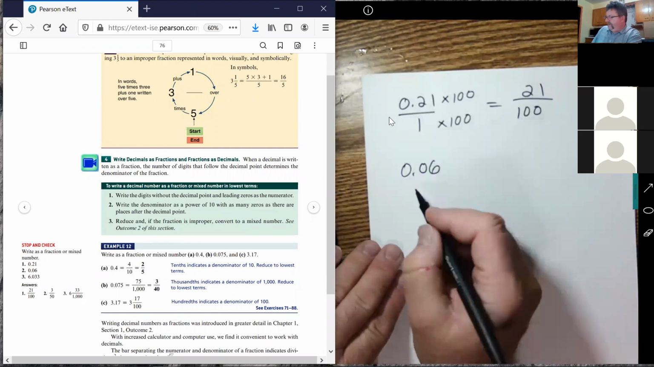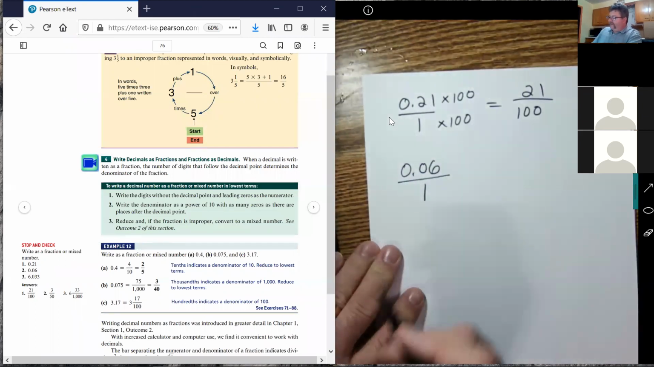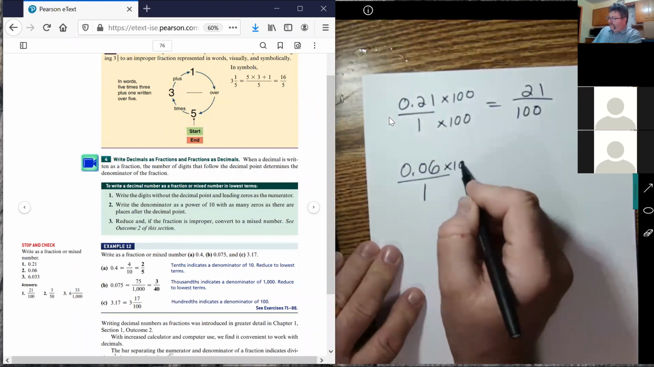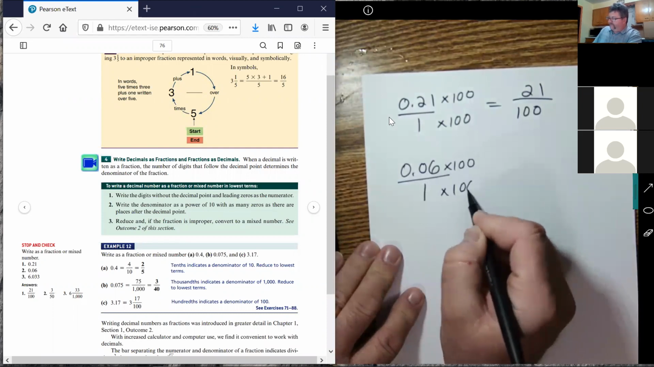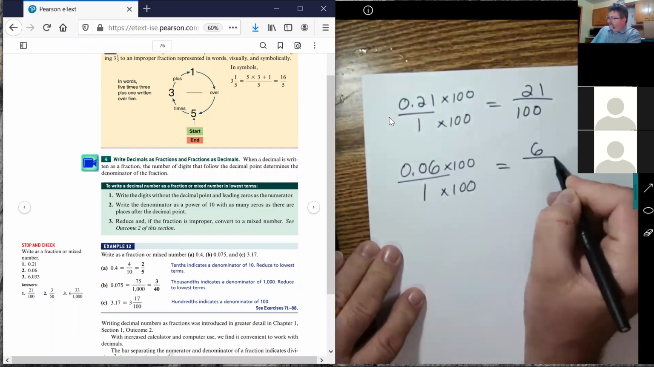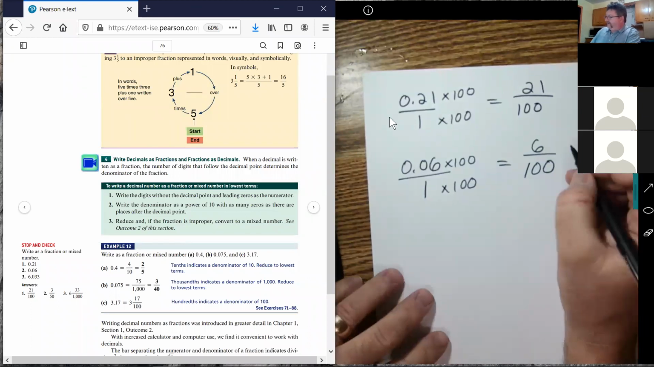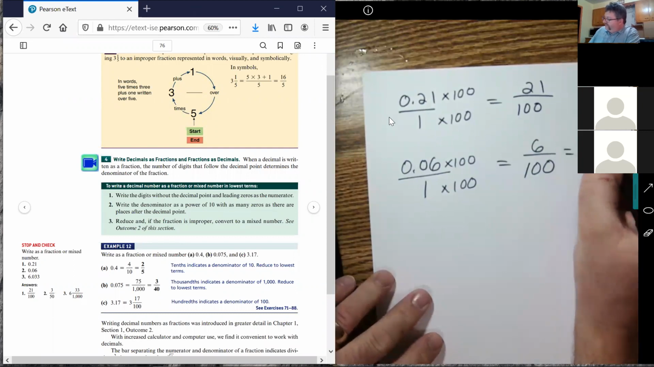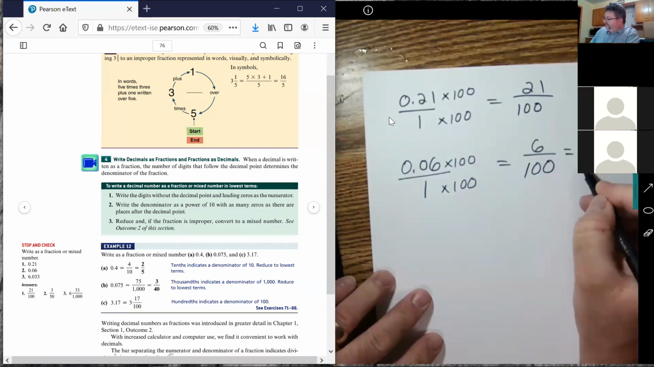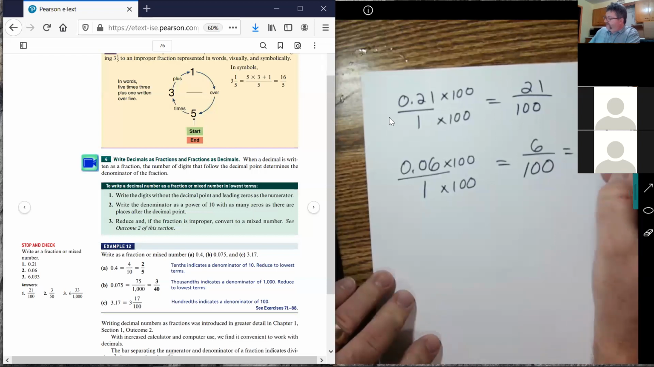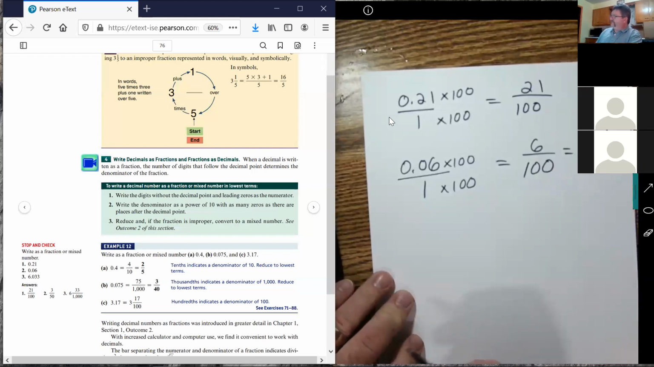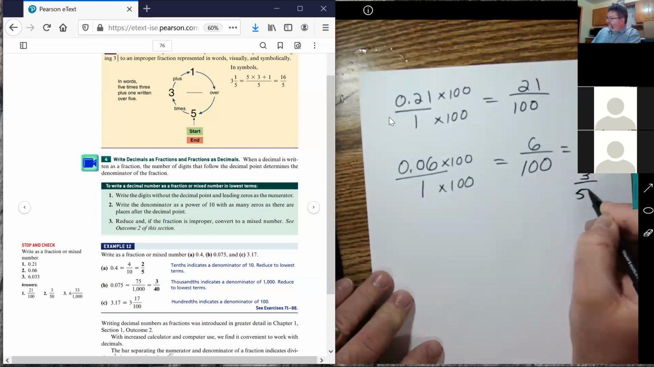0.06. Again, slap a denominator of 1. I still need to multiply by 100 with this one also. That gives me 6 over 100, which I can reduce. 21 over 100 I could not reduce. 6 over 100 I can reduce. I can say 3 times 2 is 6, and 50 times 2 is 100, and I can knock those 2's out of there. 3/50.